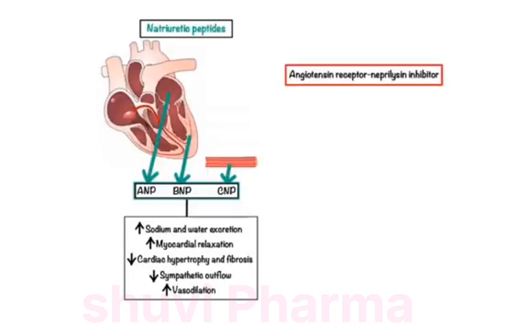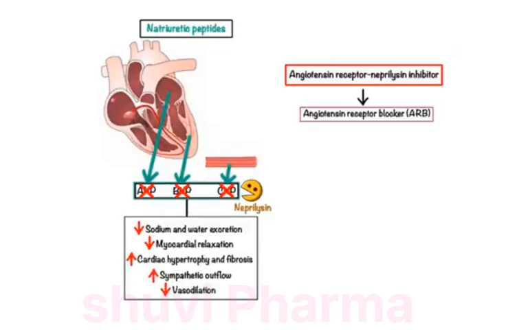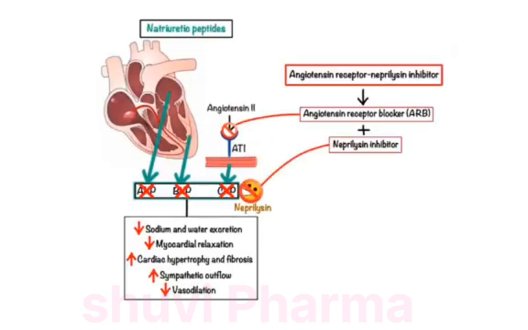Now, neprilysin is a circulating enzyme that degrades several endogenous vasoactive peptides, including ANP, BNP, and CNP, and thus terminates their positive actions. Angiotensin receptor neprilysin inhibitor simply combines angiotensin receptor blocker and neprilysin inhibitor to simultaneously block angiotensin II receptor as well as inhibit neprilysin enzyme, thereby preventing it from breaking down natriuretic peptides. This results in an increased longevity of natriuretic peptides as well as enhancement of their beneficial effects. The example of a drug that belongs to this class is sacubitril valsartan.